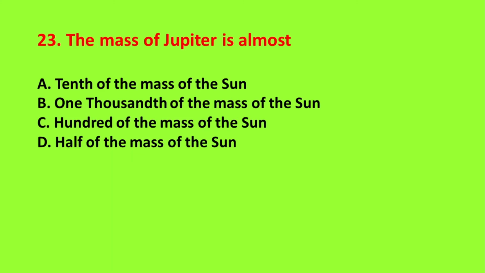Question number 23. The mass of Jupiter is almost A. 1/10 of the mass of the Sun, B. 1,000th of the mass of the Sun, C. 100th of the mass of the Sun and D. half of the mass of the Sun. The correct option is option B. 1,000th of the mass of the Sun.